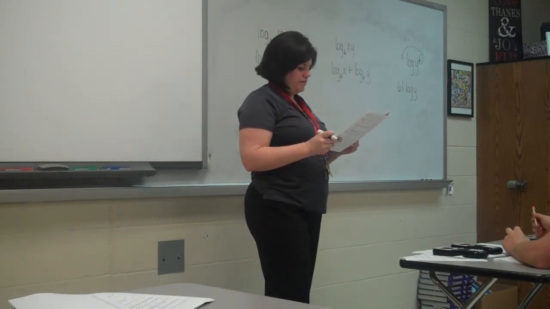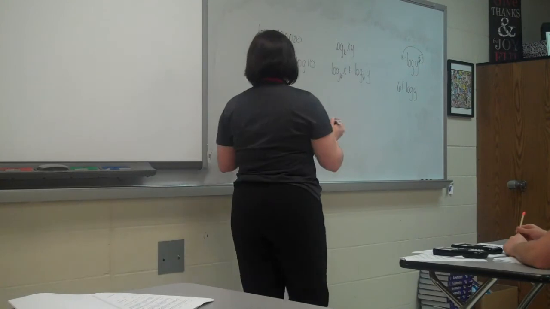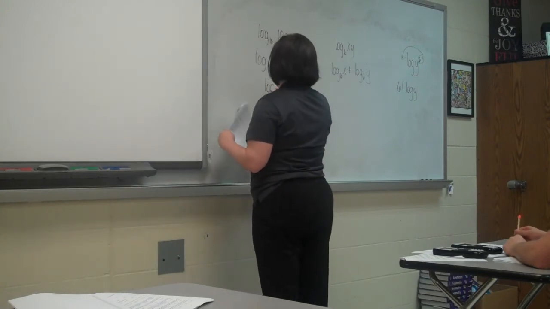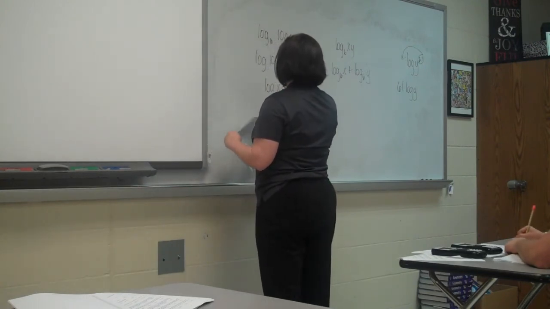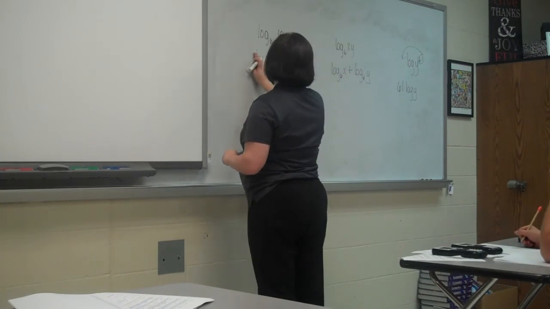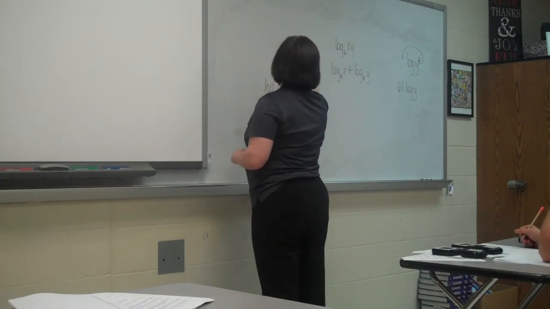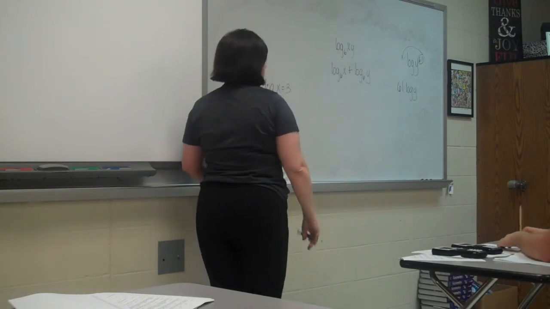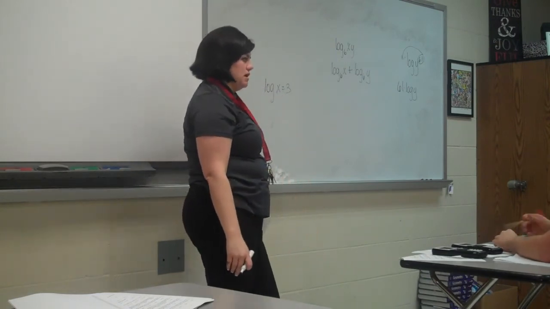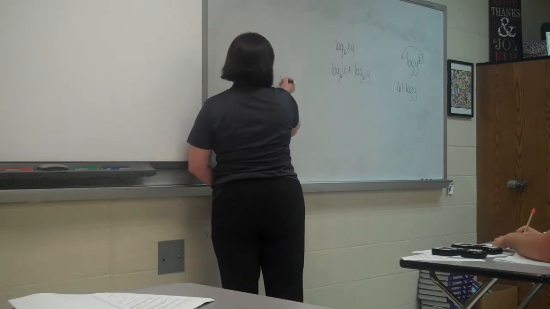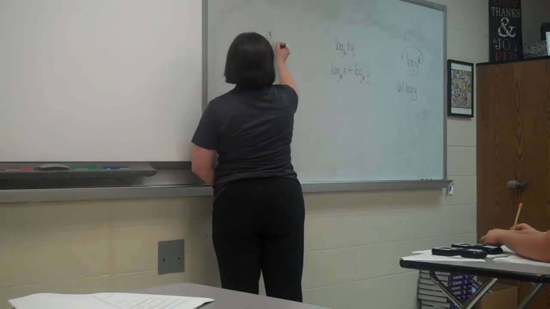All right, 25. How would you do 25? Log of x equals 3. Wouldn't you put it in the other form, so how would you rewrite this in exponential form? What's the base? If there's not a base, it's 10. So it'd be 10 to the third power equals x, and 10 to the third is 1,000.